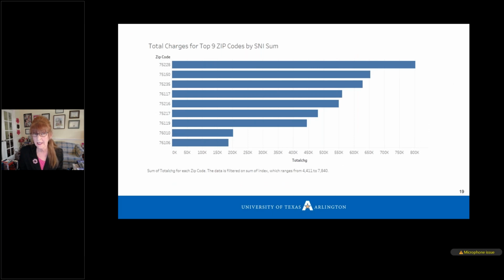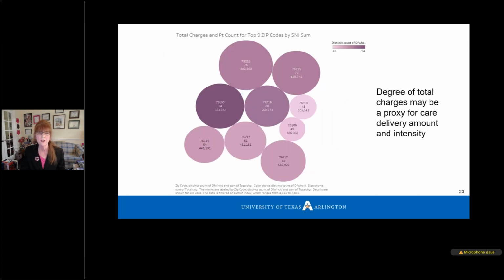Another way to look at it, if you just want to look at the charges, is which one of the zip codes was the highest charge for the social needs? That's a difference: 75228. It depends on what you want to look at there. And that should also be stratified by race, gender, primary care. Those variables are all available too.